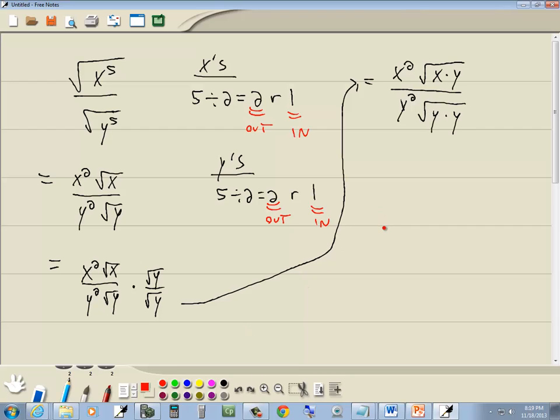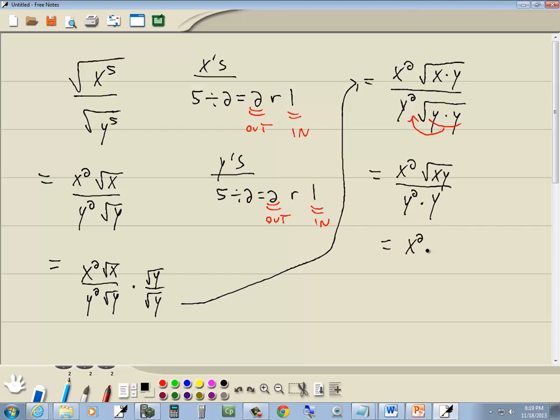Now for square roots, we're looking for pairs of something. Here's a pair of y's, so a pair of y is going to come out in front as a single y. So we got x squared times square root of xy over y squared times, and the pair of y's comes out as a single y.